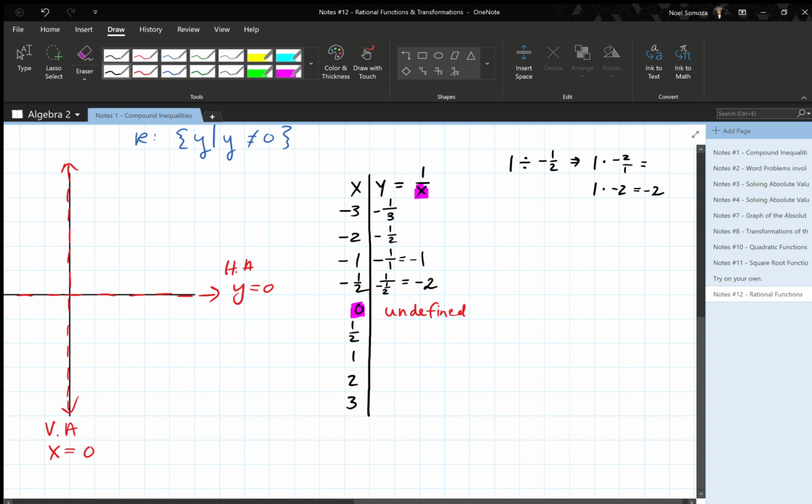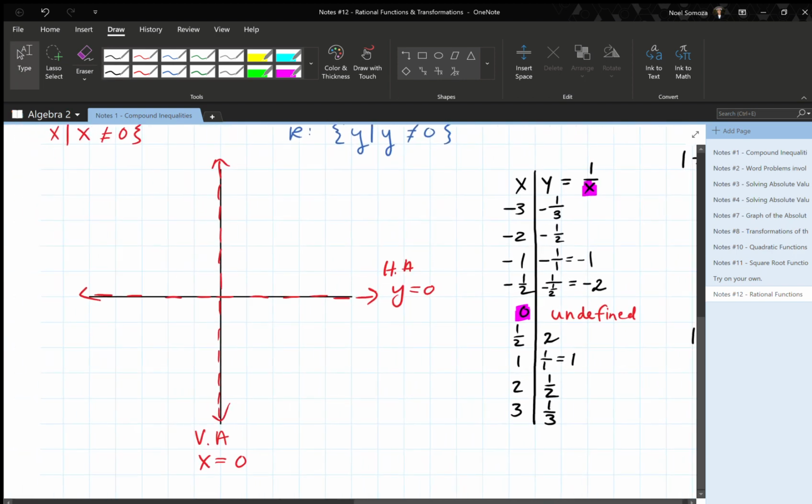All right, now let's do the same thing for 1/2. So I have 1 divided by 1/2. Notice how it's essentially the same thing, except we don't have the sign. So this becomes 1 times 2 over 1, and 1 times 2 is just 2. So we get 2. If I plug in 1, that's 1 over 1, that's 1. If I plug in 2, I get 1/2. If I plug in 3, I get 1/3. So there we have plenty of points.